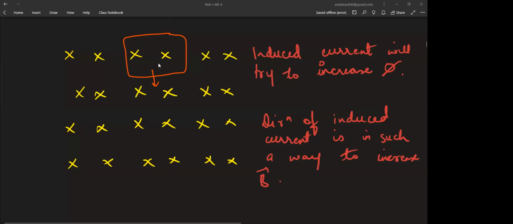When the loop is entering the field, lots and lots of magnetic field will be coming within this part. So, magnetic field will increase. Sidra, you tell me, if magnetic field is increasing, what will happen to magnetic flux? Will it increase, decrease, or remain the same? Sidra.